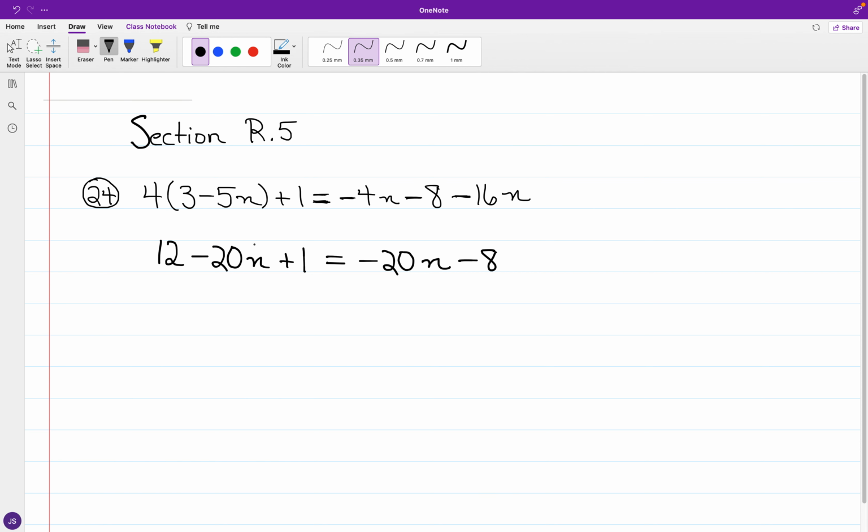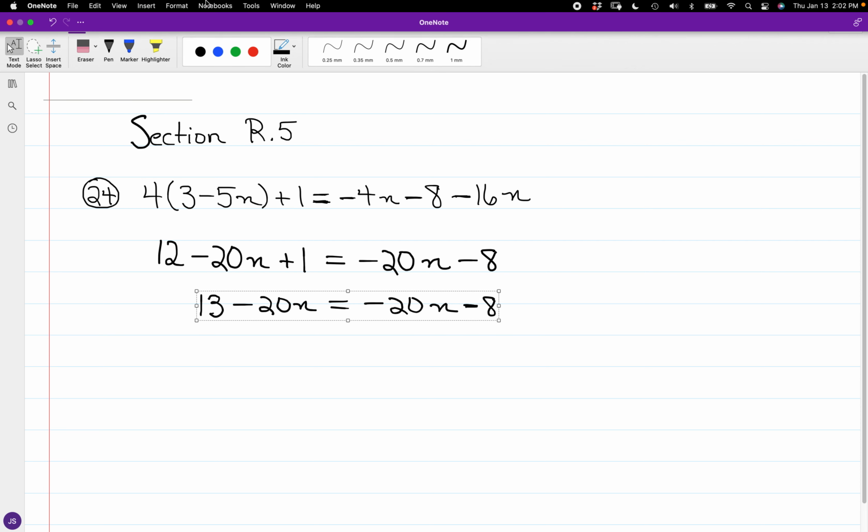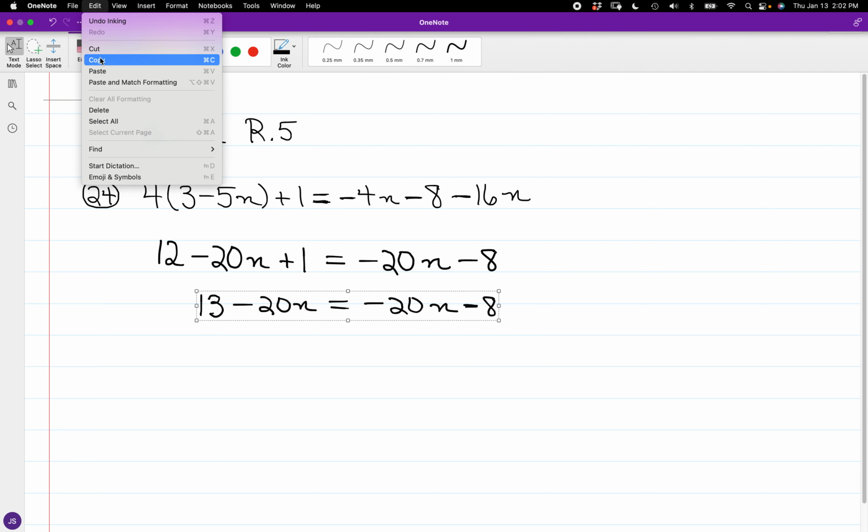minus 8. And for what we have on the left, we have like terms with the constant values 12 and 1. And putting together, we have 13 minus 20n is equal to negative 20n minus 8, and so we have two pairs of like terms, with the constants 13 and negative 8, as well as the variable terms that we have in negative 20.